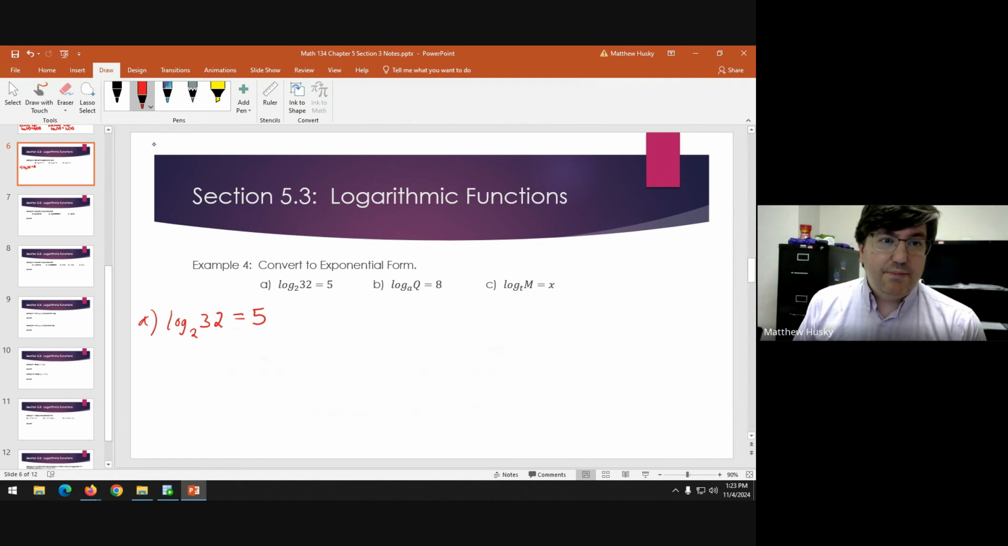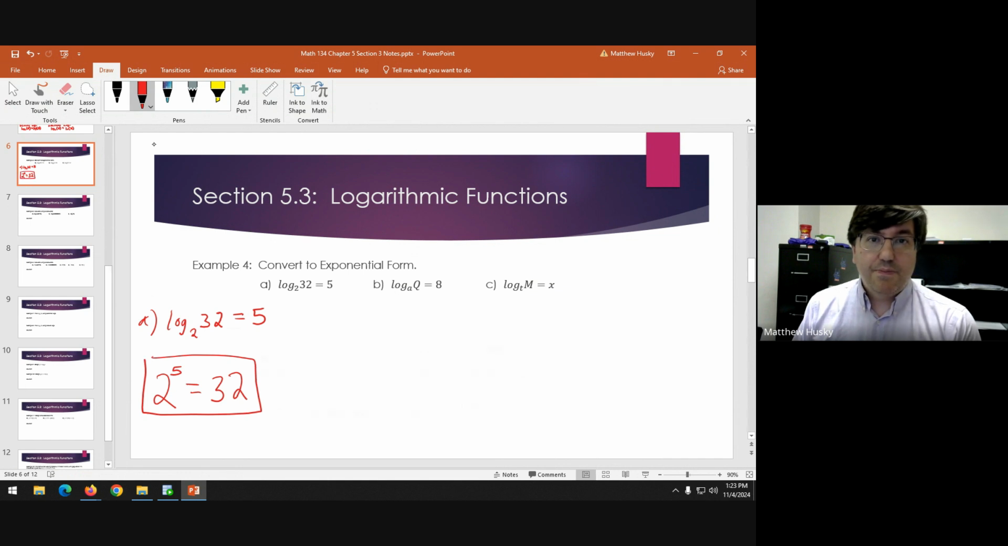The little number down below becomes the big number down below. This is a 2 down below, so that's going to be a 2 down below. The log equals a power. That's going to be a 5. This is going to be 32. 2 to the 5th equals 32.